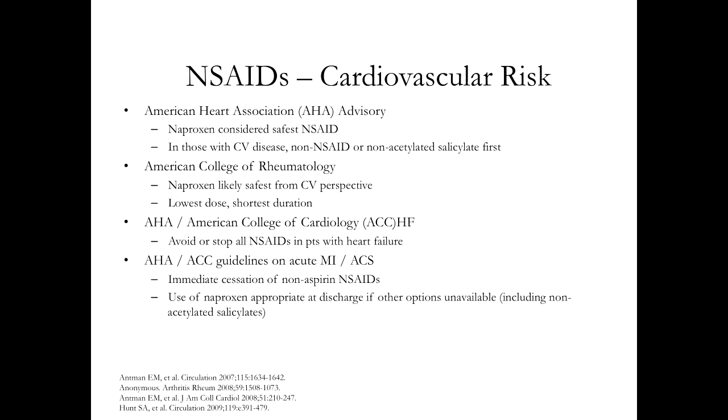The American Heart Association, and they know something about heart stuff, have come out and basically say they consider naproxen to be the safest NSAID in the general population. However, in those with cardiovascular disease, if you absolutely need analgesia, they recommend a non-NSAID first. And after that, if you still need some mild anti-inflammatory properties, they recommend a non-acetylated salicylate. The College of Rheumatology, they didn't want to get outdone, so they came out with their own guidelines, and they basically said, yeah, we agree with those guys.